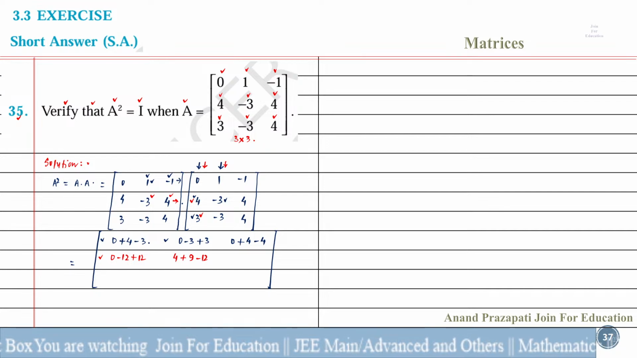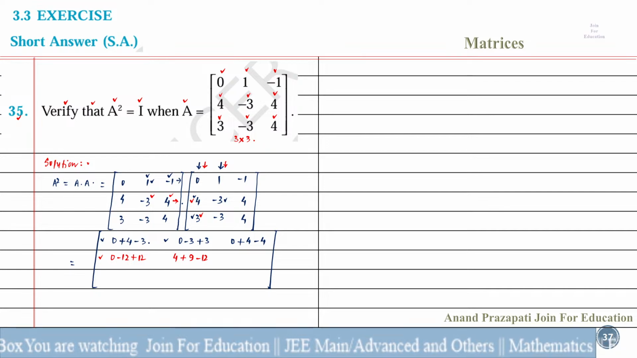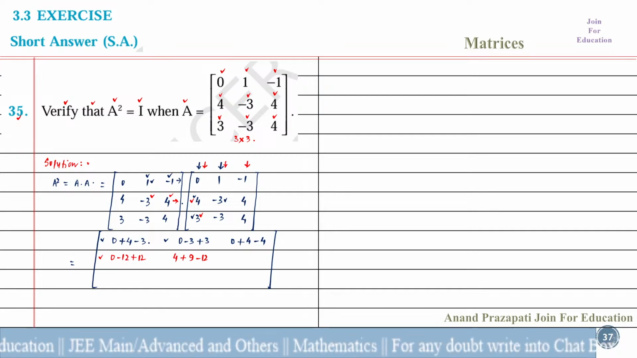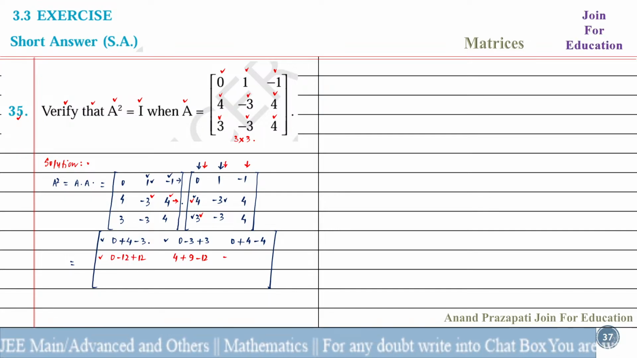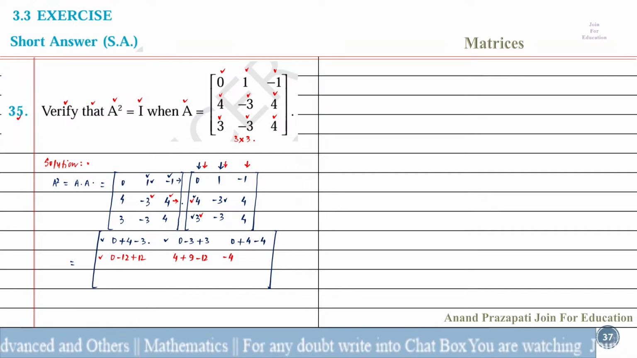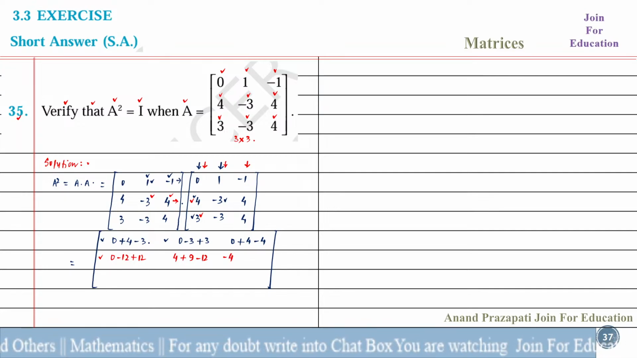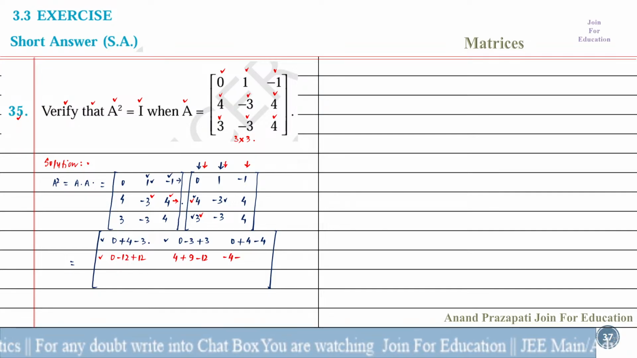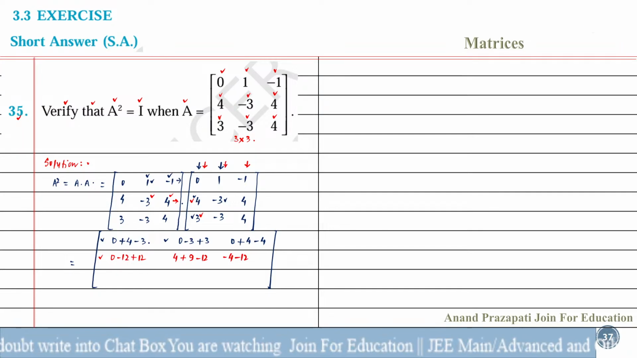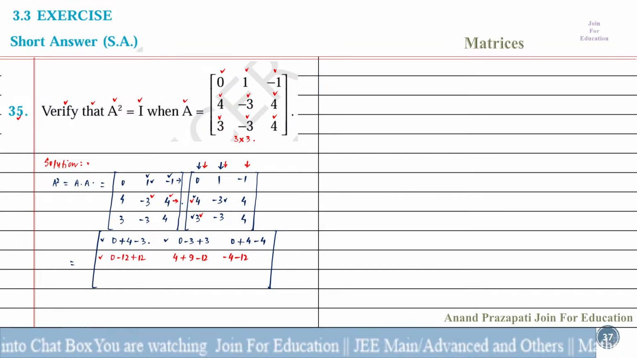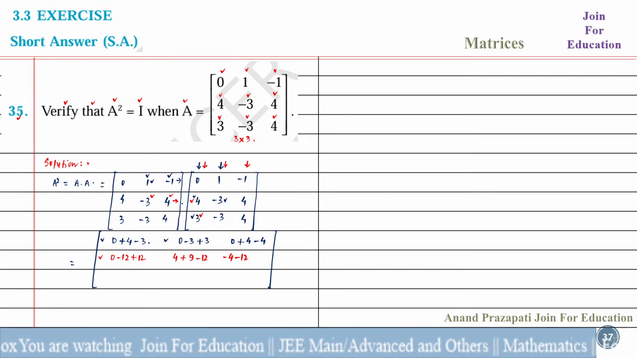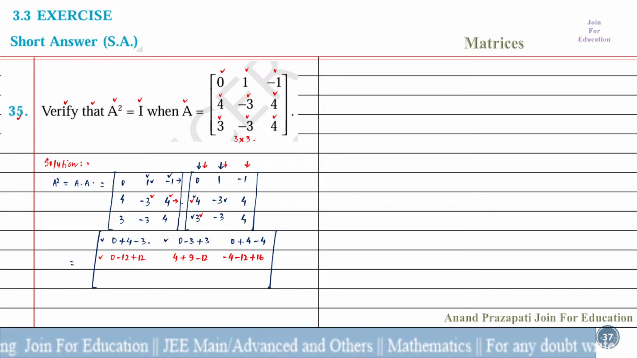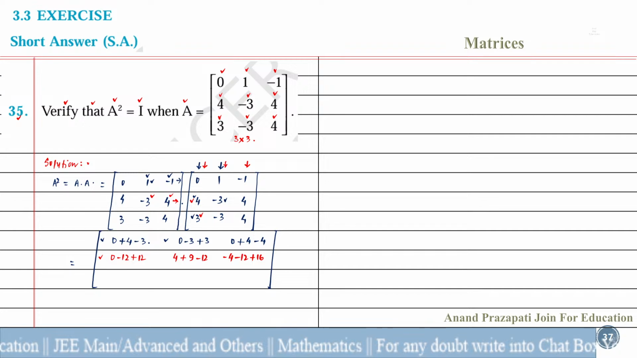Again, second row along third column, then we get here 4 into minus 1 equal to minus 4, minus 3 into 4 equal to minus 12, and 4 into 4 equal to plus 16. Observe, there is no problem to understand up to this step.